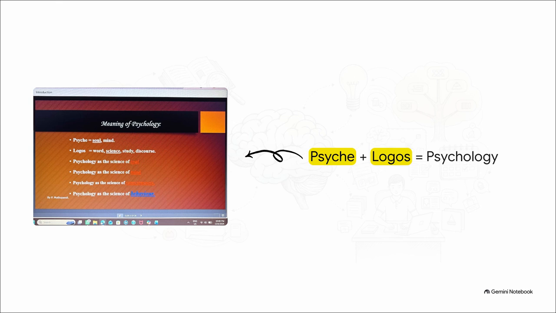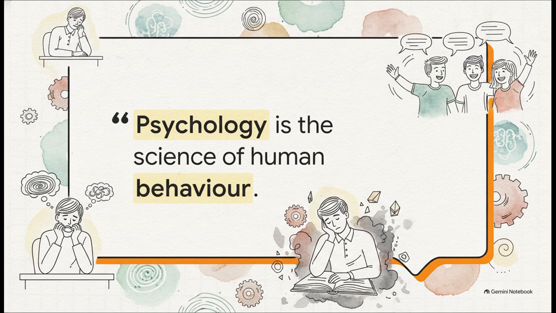Super simple, right? A scholar named W.B. Kolesnik sums this up perfectly for us. He defines it simply as the science of human behavior. Basically, it's the study of why we act the way we do. Like, why do you bite your nails during a test? Or why do you feel completely drained after reading a textbook? That is human behavior in action.